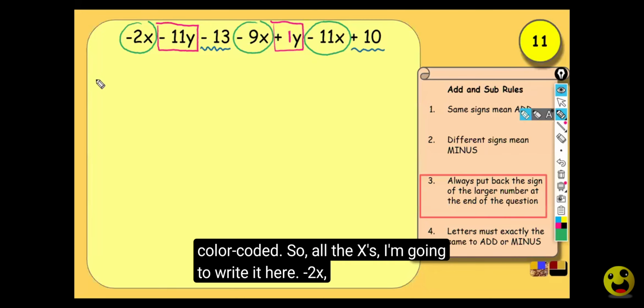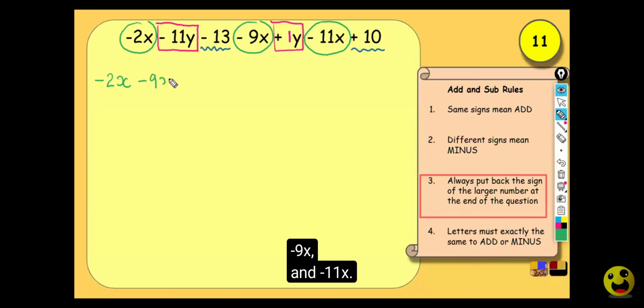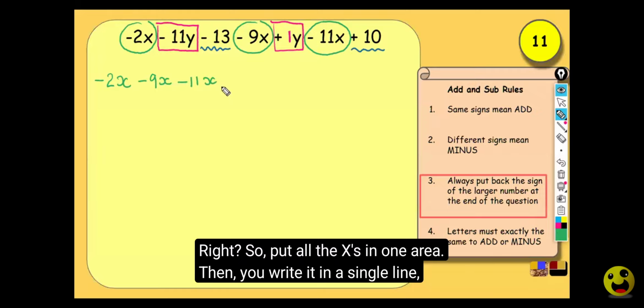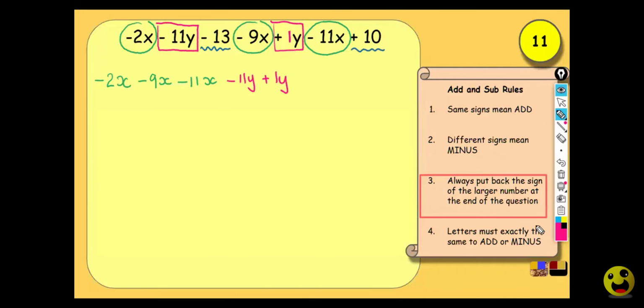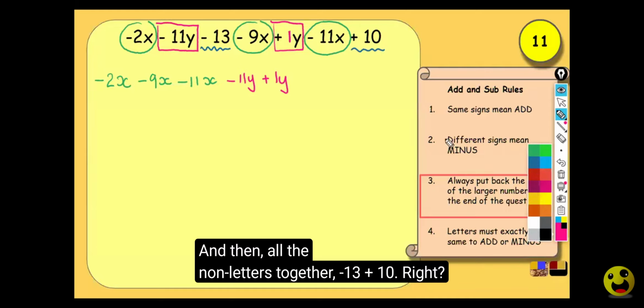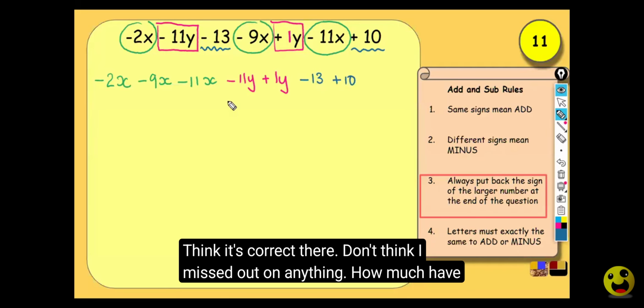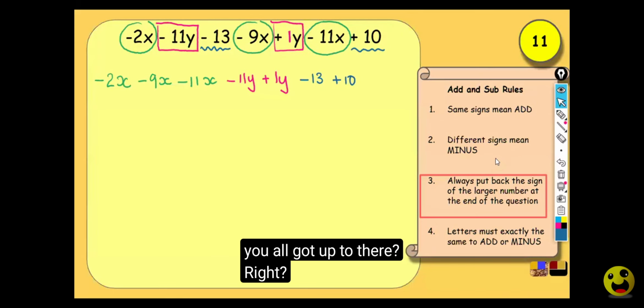So all the X's, I'm going to write it here: minus 2X, minus 9X, and minus 11X. So I put all the X's in one area. Then you write it in a single line. Then put all the Y's together: minus 11Y plus 1Y. And then all the non-letters together: minus 13 plus 10, right? I think it's correct there. I don't think I missed out on anything. How many of you all had up to there, right?